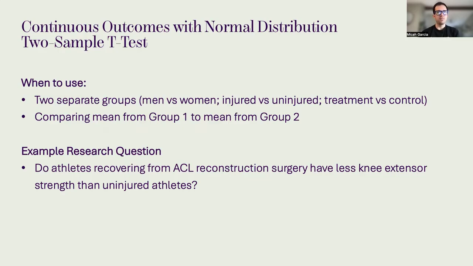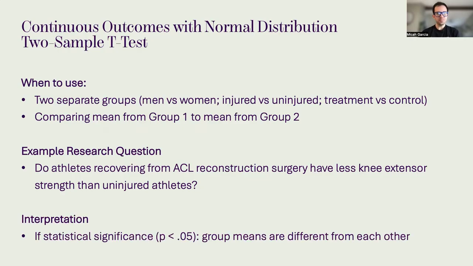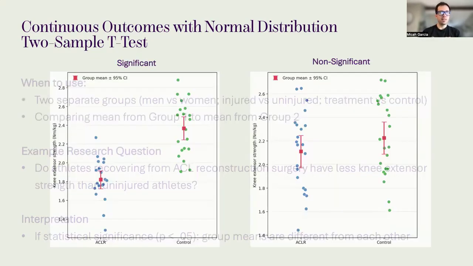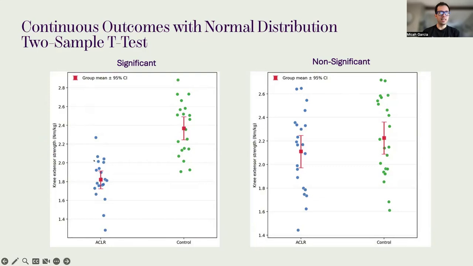So our two groups are the ACL reconstruction group and the uninjured group, and we're going to compare the mean of their knee extensor strength. For the interpretation, if we get a p-value less than 0.05, this means that the group means are significantly different from each other. Our figure on the left here shows the ACL reconstruction group first, and then our control or healthy group.